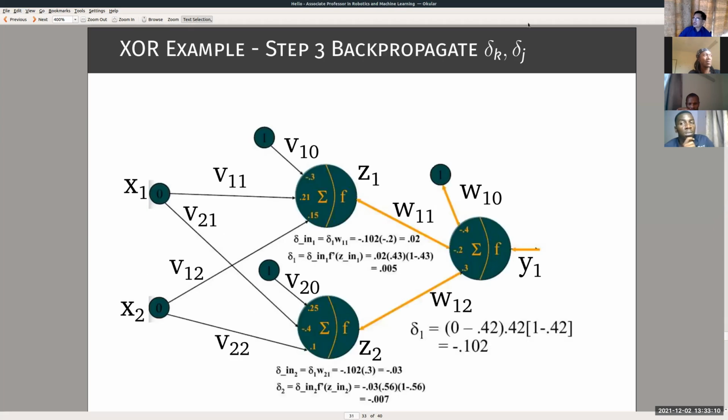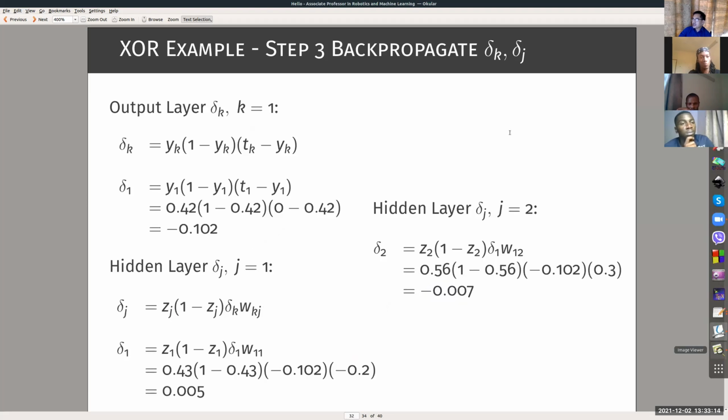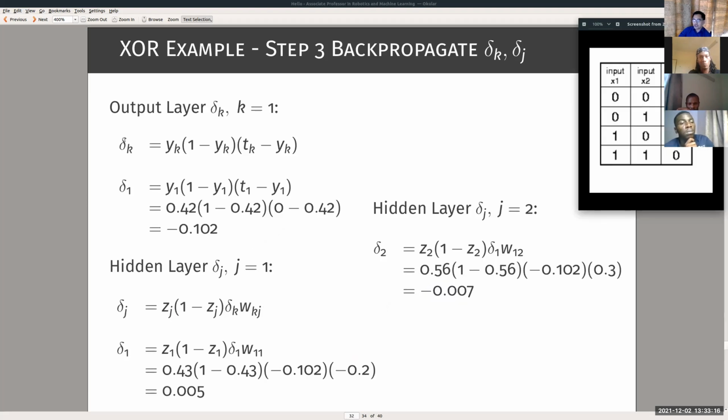Okay, so in this case, again I want to show this one. So we have your delta K, and that will be, okay, so this is just delta 1 because we only have k is equal to 1. So y1, that is 0.42, that was previously computed from the feed forward, 1 minus 0.42, and the target is 0 because we are considering this. Target is 0 minus y1, which is the output. Okay, it's a substitution. So delta 1, your k is equal to 1.